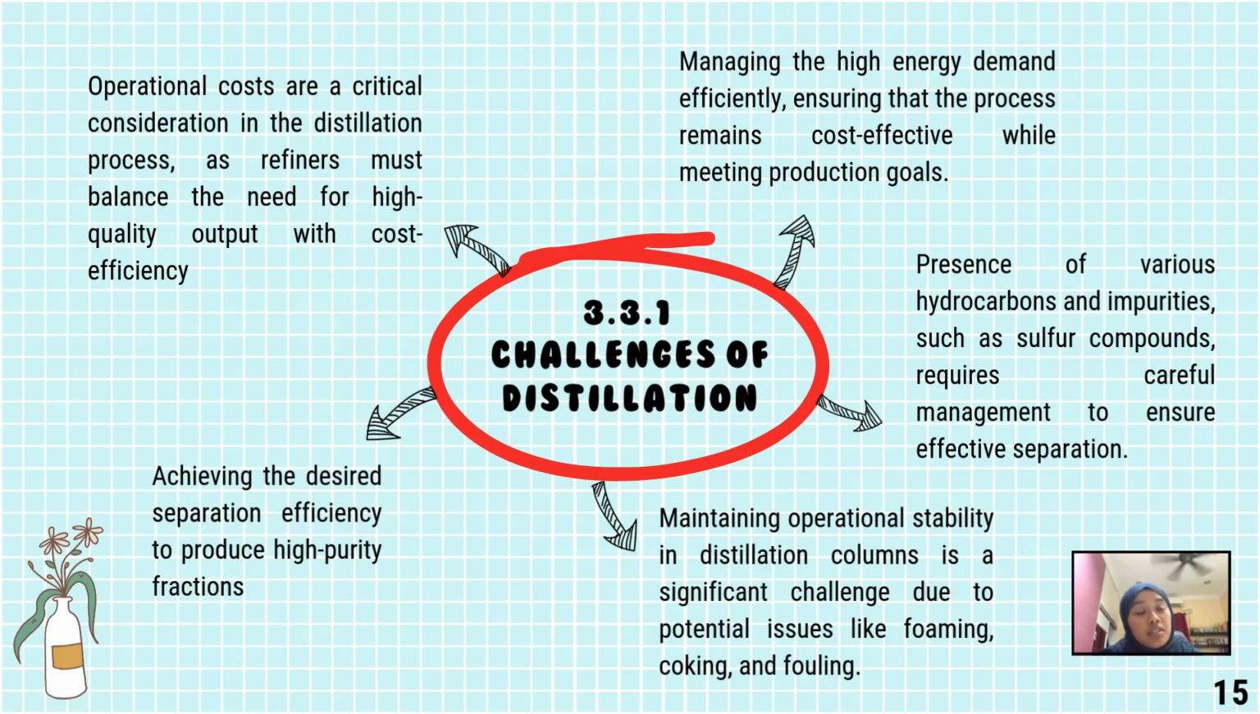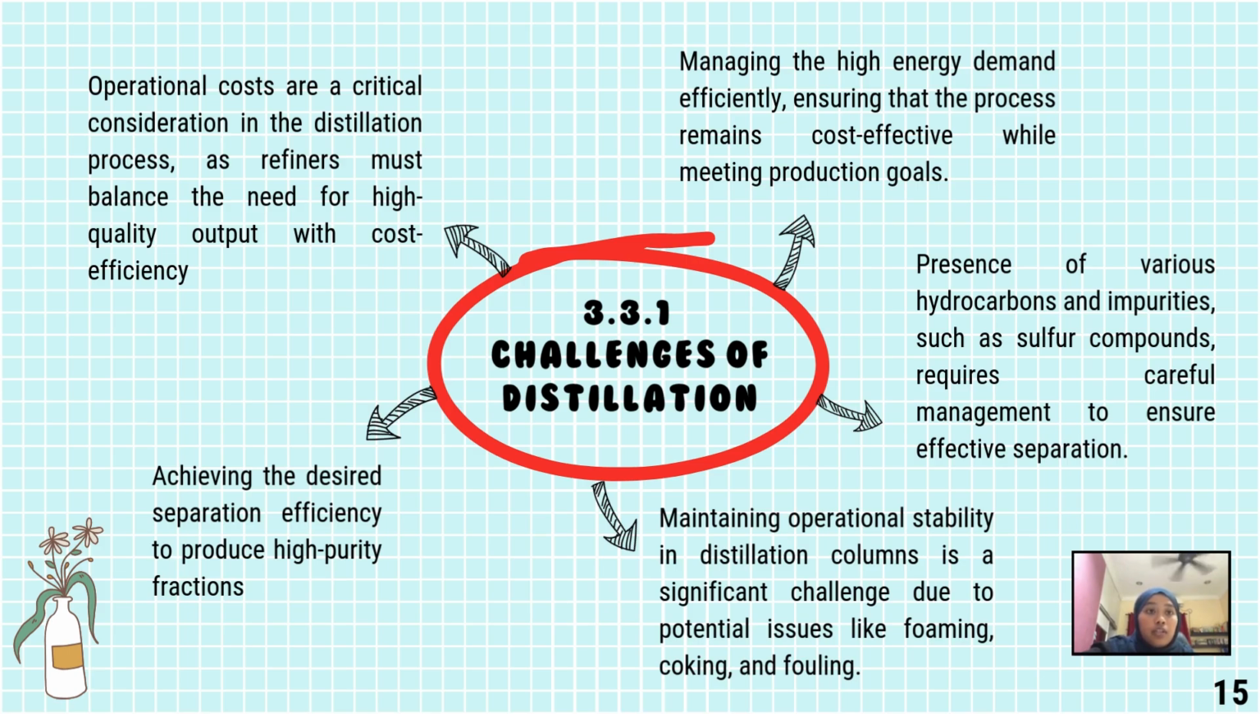So I'll talk about the challenges of having a distillation column. So the first one, since distillation is big equipment, its operational costs are a critical consideration, as refiners must balance the need for high quality output with cost efficiency. Next, managing the high energy demand efficiently, ensuring that the process remains cost effective while meeting production, is another challenge for this unit operation.